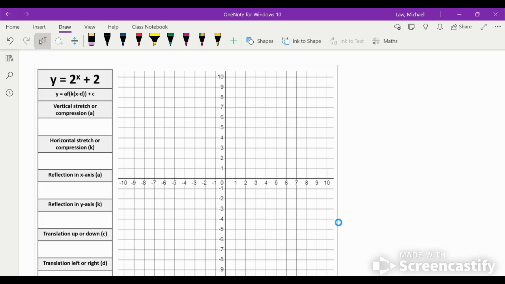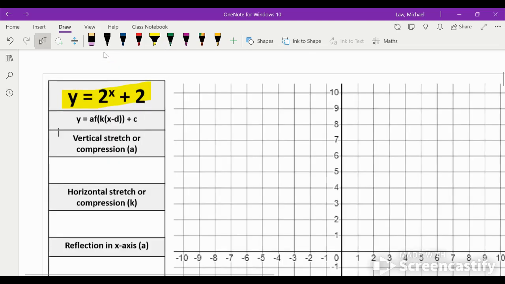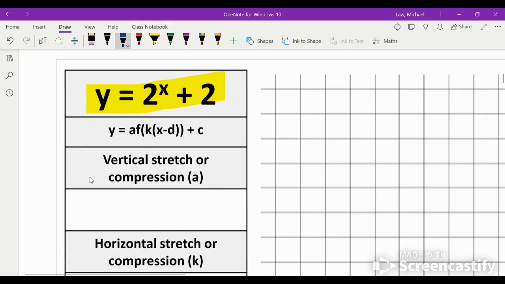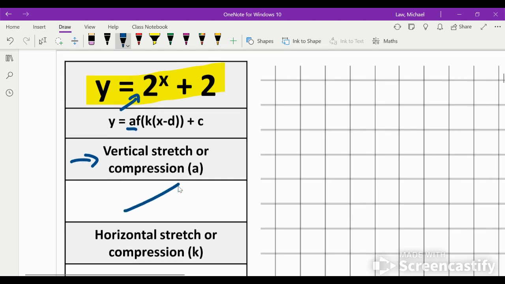In our first example, we want to interpret the transformations for this exponential function. Let's zoom in a little bit here. First off, we want to see if there's a vertical stretch or compression. This corresponds to the a value. The a value would normally be positioned right over here. Since there is no a value, that means there is no vertical stretch or compression.